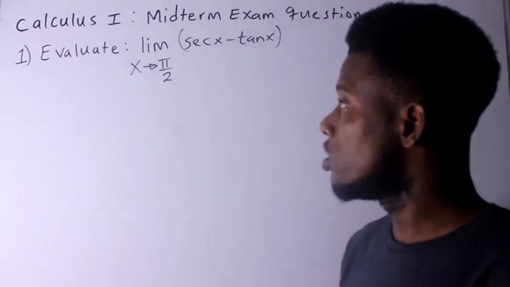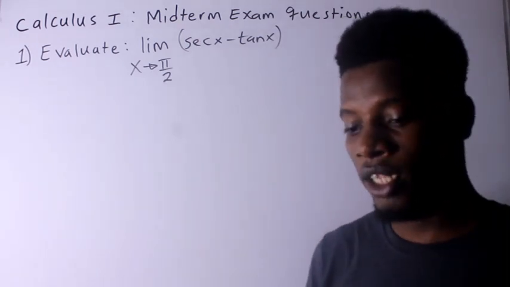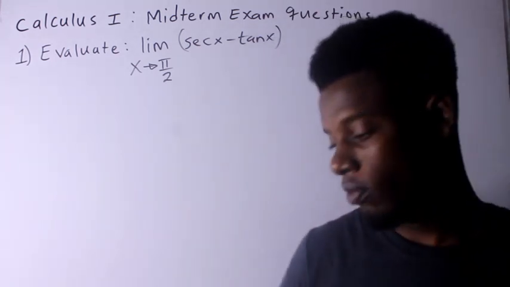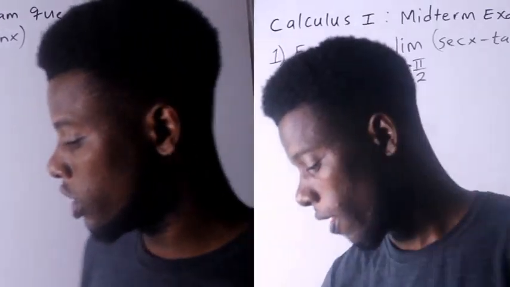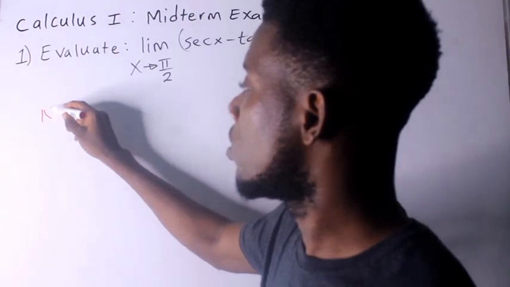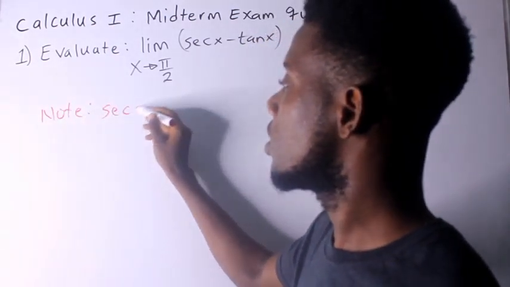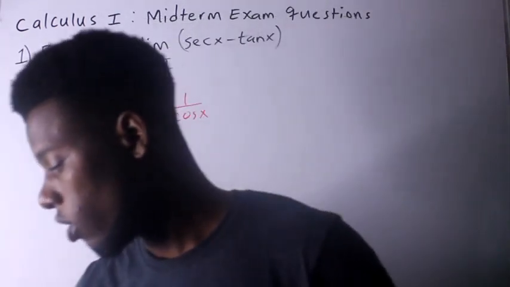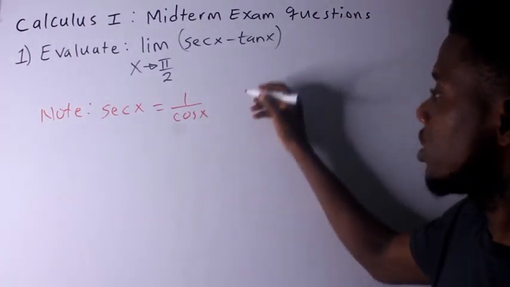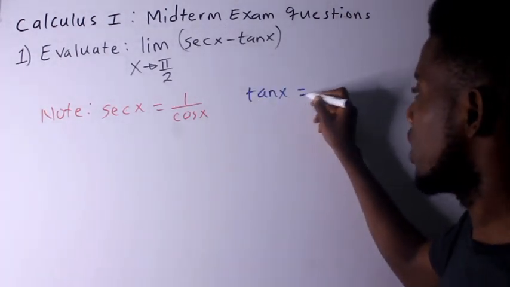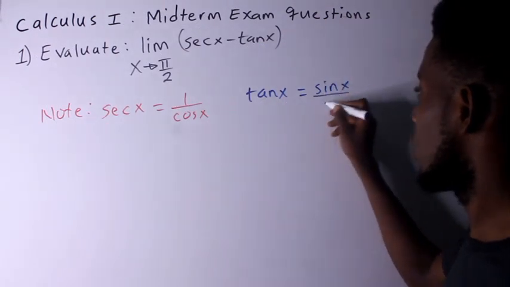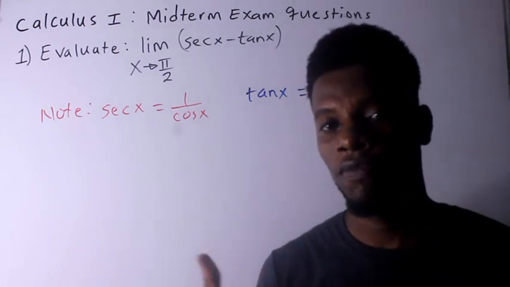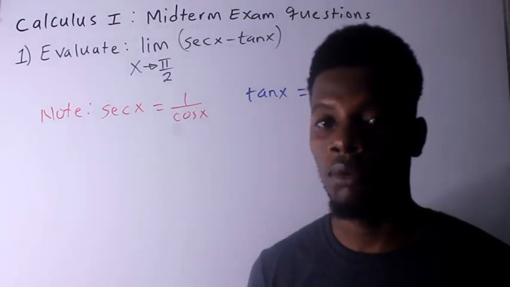So to evaluate this limit, we have to keep in mind the identity for secant and that of tangent. So we take their respective identities. Note that secant of x is 1 over cos of x, and also note that tangent x is sine of x divided by cos of x. So with these two identities, we can simplify that expression and find the corresponding limit.